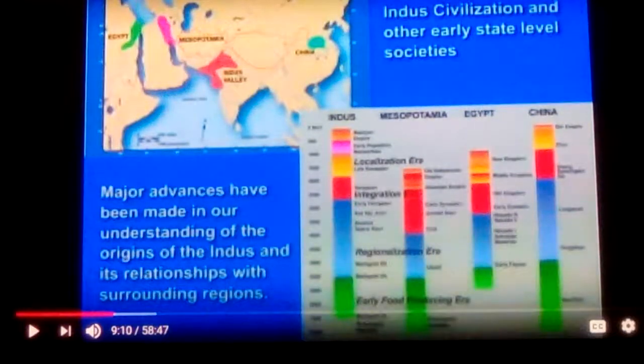Okay. Hopefully we can see the graph here pretty well. This is a graph made by a guy that's doing Indus Valley civilization and showing how it pertains to Mesopotamia and the other areas surrounding it.